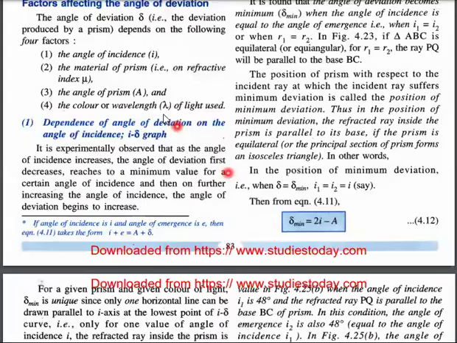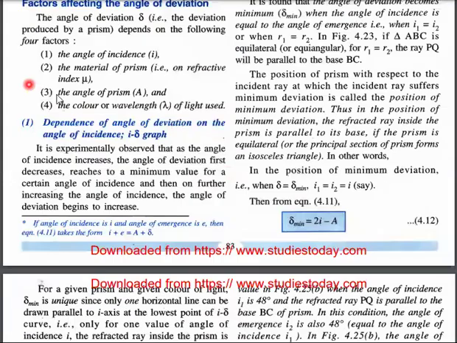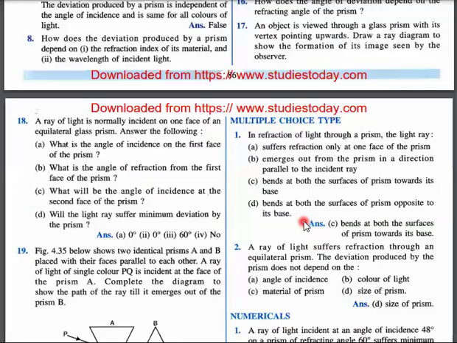Now, factors affecting the angle of deviation. This is very, very important. Okay. Just remember this, that the angle of incidence depends, the material of the prism depends, the angle of prism depends, and the wavelength depends. So these are the 4 factors that affect the angle of deviation. Okay. I will go down, and that's it. We finished the prism part.